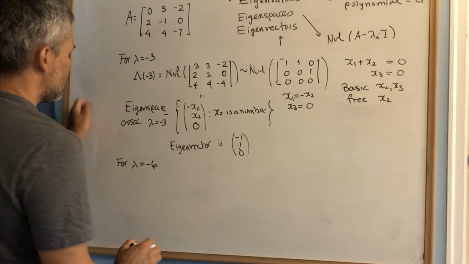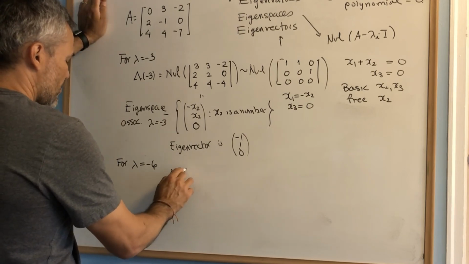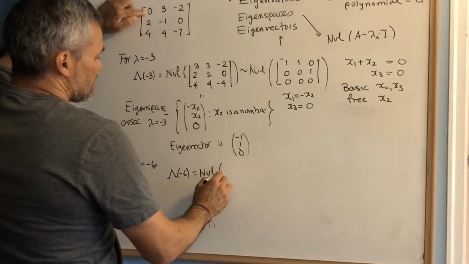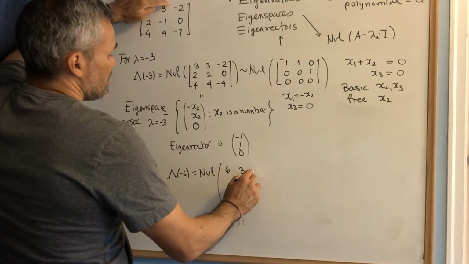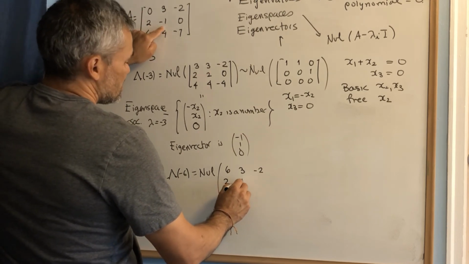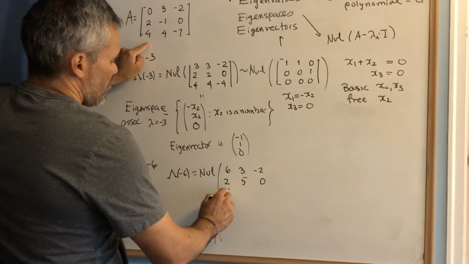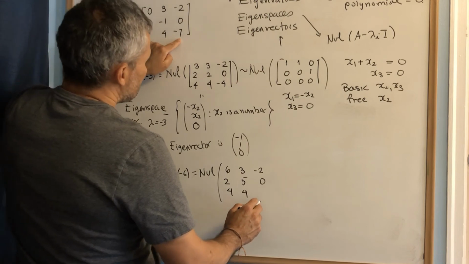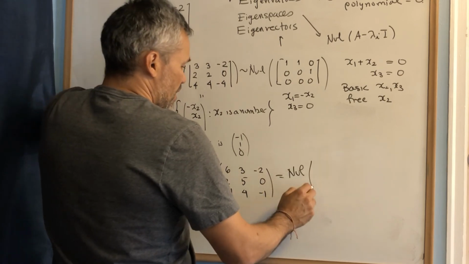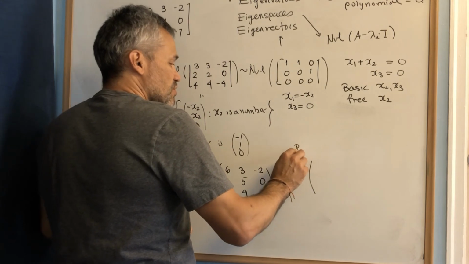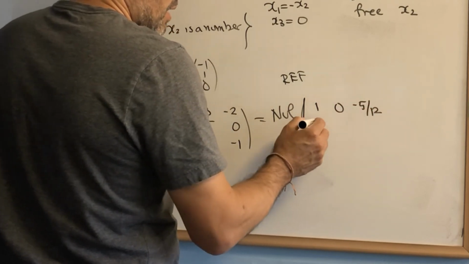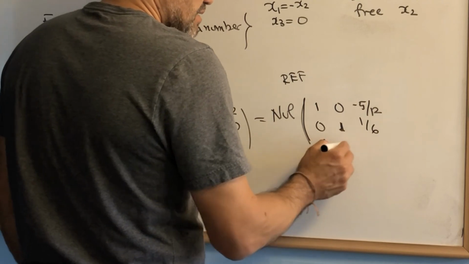For lambda equal negative 6, the eigenspace associated with this eigenvalue is going to be the null of the matrix 0 minus negative 6 is 6. This doesn't change. 3, negative 2, 2. This changes because it's in the diagonal. Negative 1 minus negative 6 is positive 5, 0, 4, 4. Negative 7 minus negative 6 is negative 1. And this is the same as the null of the matrix. I'm finding here the reduced echelon form: 1, 0, negative 5/12, and 0, 1, 1/6, and 0, 0, 0.